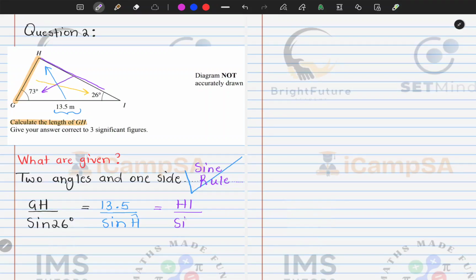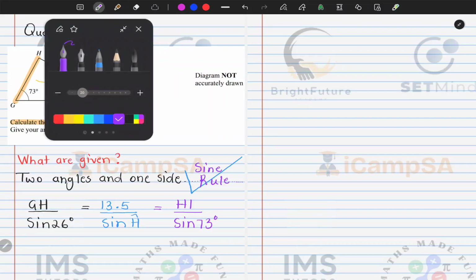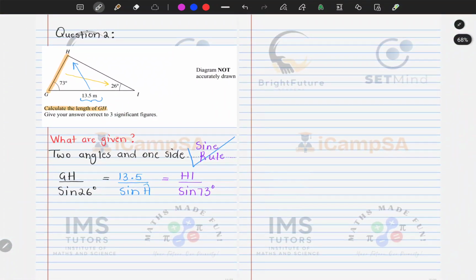So it will be sine of 73 degrees. Okay, that is what we have. So now the problem which we are faced with is we're looking for GH, but we don't know what the HI is. And here we are missing H. So the question is, can we find angle H?